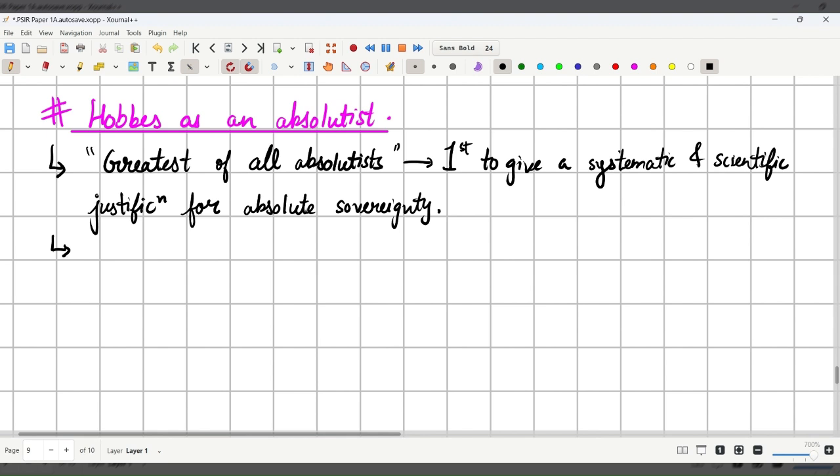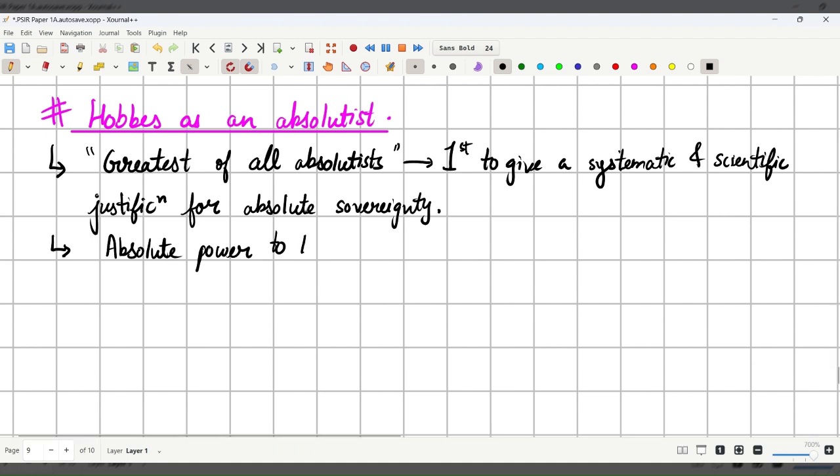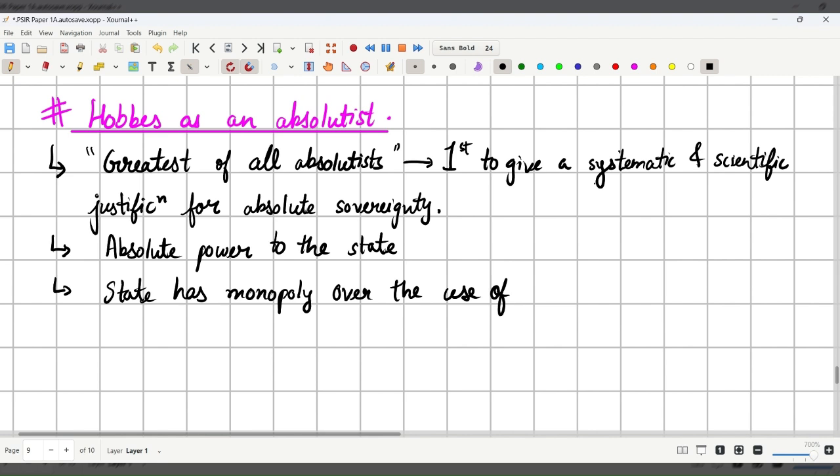What absolute sovereignty means here is absolute power to the state. Absolutists are those who want to give absolute power to the state. Absolute power means sovereignty, which means the state is not influenced by other externalities or internalities. The state is sovereign, and he also asserts that the state has a monopoly over the use of coercive force on a territory.